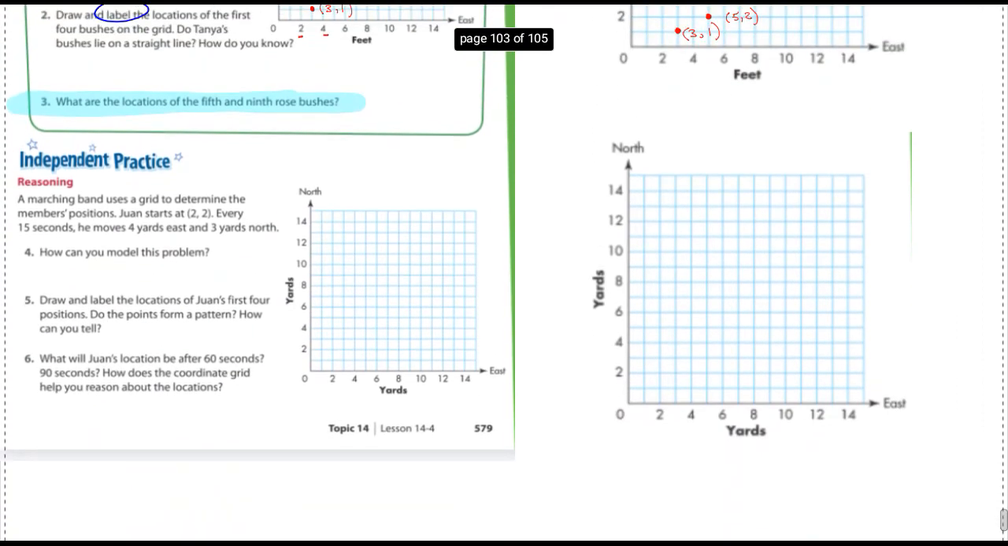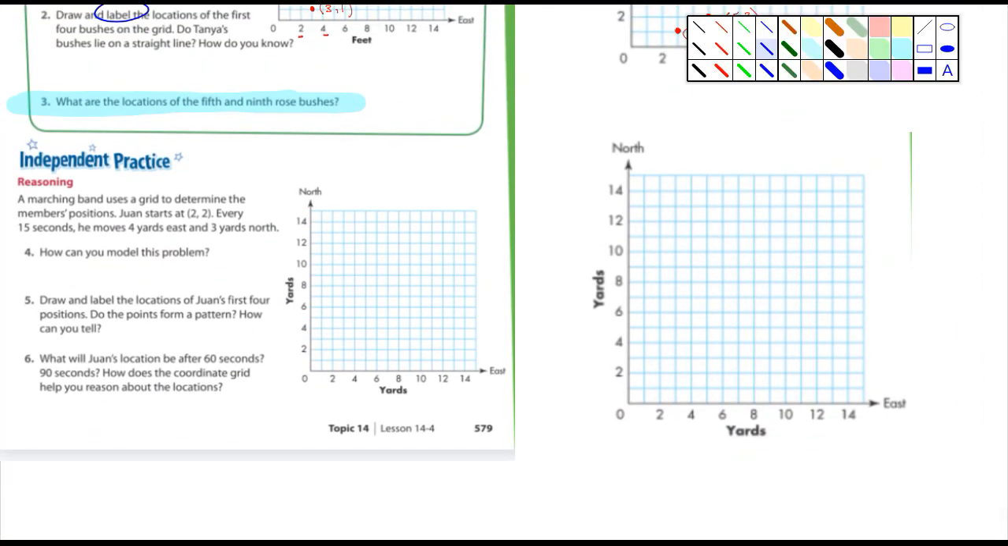Independent practice. What have we got here? Our marching band uses the grid to determine the members' positions. Juan starts at 2-2. Every 15 seconds he moves 4 yards east and 3 north. Okay, so Juan starts at 2-2. That's going to be right here.